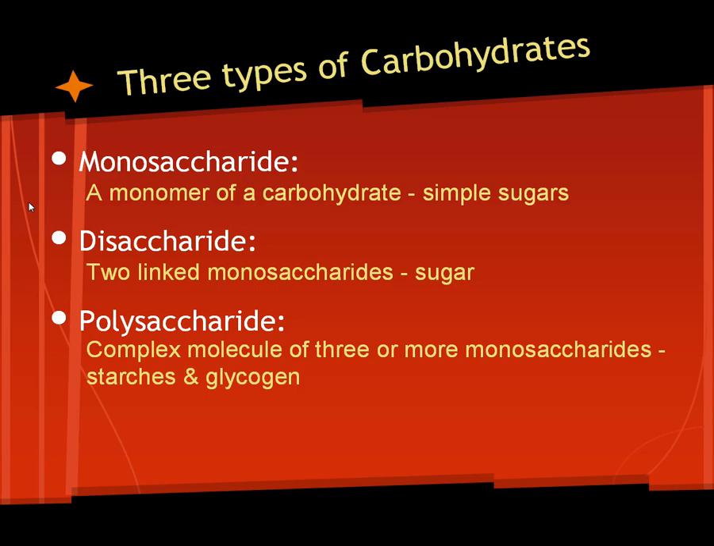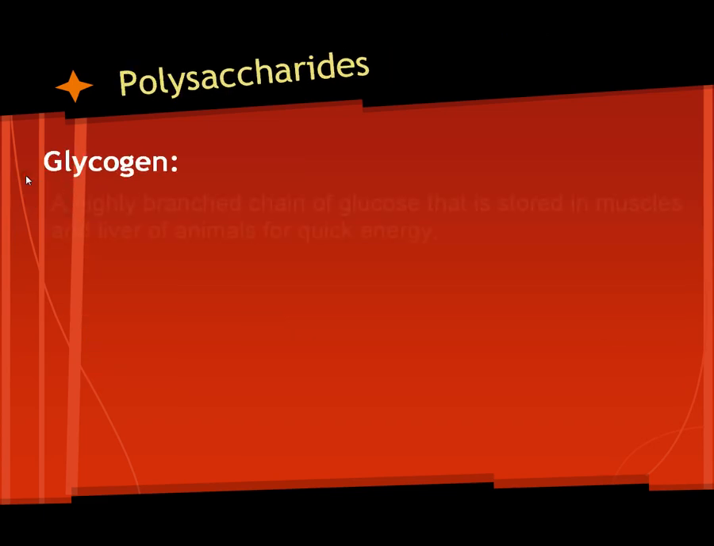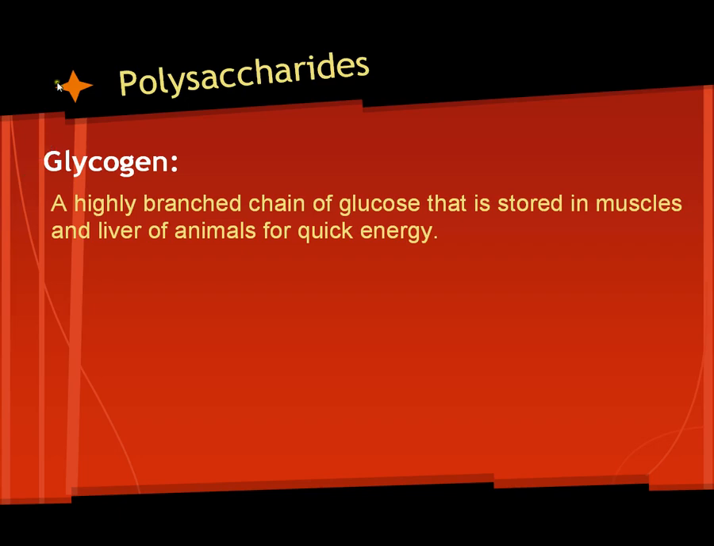Now, the more complex the polysaccharide, the more complex the carbohydrate. So monosaccharides, we don't really need to know any of the ratios, but we do need to know what glycogen is. This is an example of a polysaccharide that's found in animal cells, or some animal cells. Specifically in humans, it's stored in our muscles, and it's stored in our liver. And it's a highly branched chain of glucose.